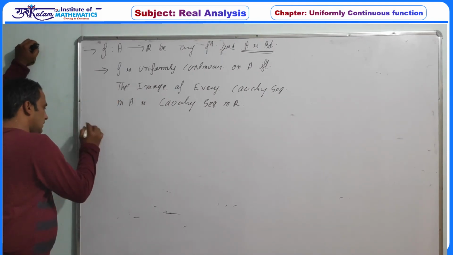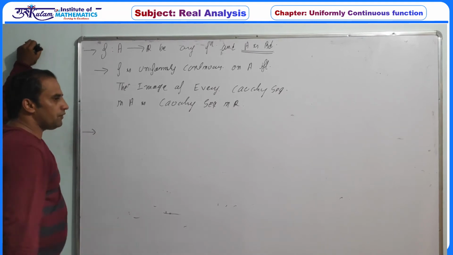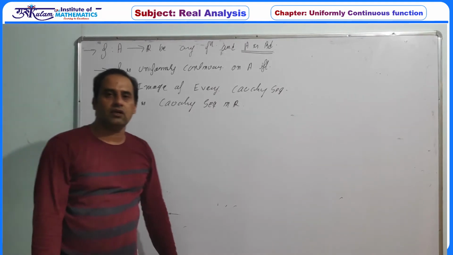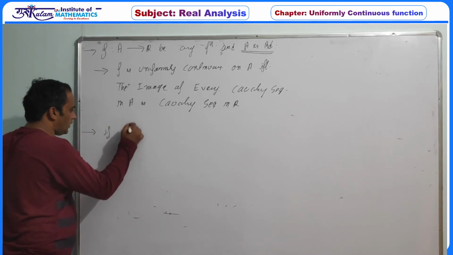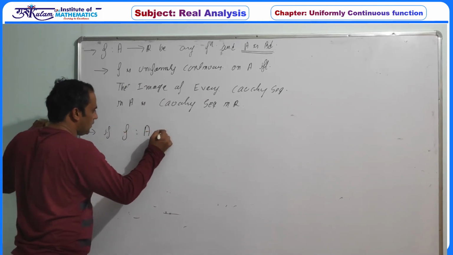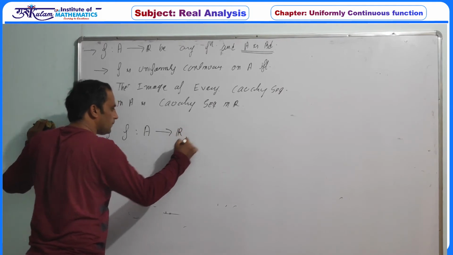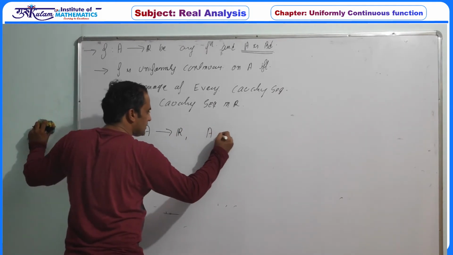Next one is the relation between uniform continuity and a compact set. So if f is a function, say defined from A to R, and A is a compact set.